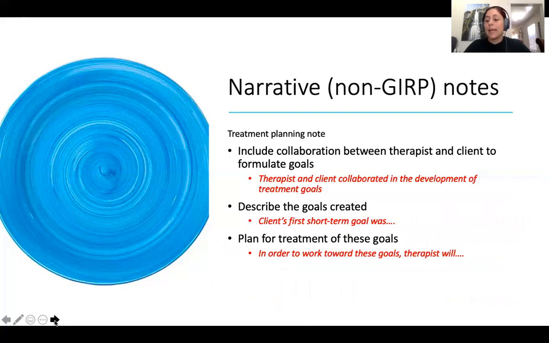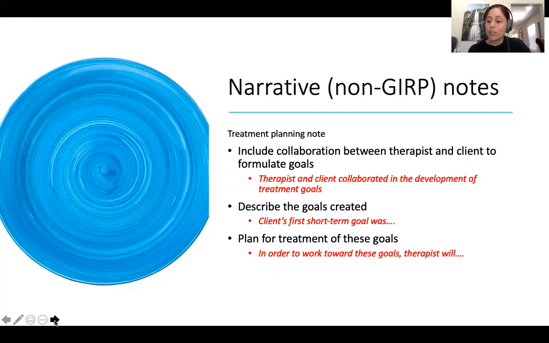A treatment planning note is very similar to what you do in an assessment, but what you're including is a little bit different. In this note, you want to include somewhere in there that the treatment plan was collaborative. That's really important. So I wrote therapist and client collaborated in the development of treatment goals. You should also describe the goals that were created. So don't just write goals were created, write what they are. Client's first short-term goal was reduce panic attacks, and so on.